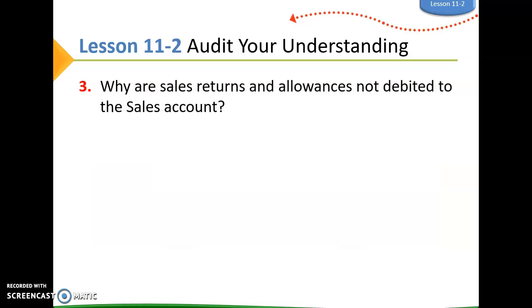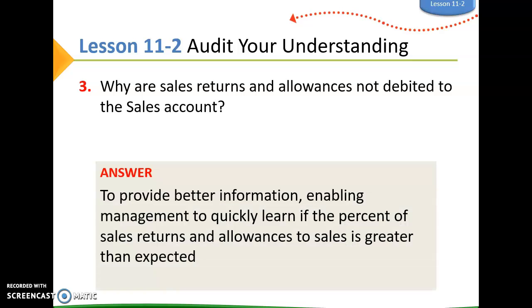Why are sales returns and allowances not debited to the sales account? So just like purchases in 11.1, we could do that. We could do the opposite of the normal balance. So a sales account normally has a credit balance because it's a revenue. We could just debit it, but we don't want to do that because we want to be able to track our returns and allowances. So it provides better information, and it's going to allow management to learn what's going wrong.